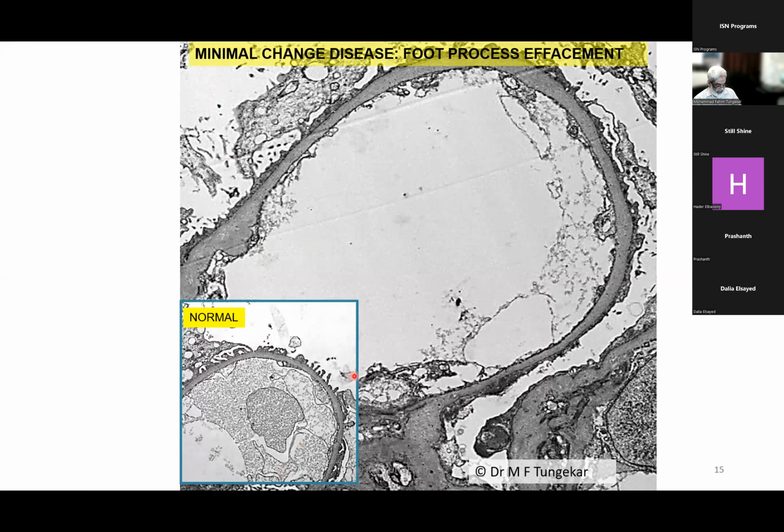Now there is a normal capillary loop for comparison. You see the neatly arranged podocyte foot processes there, whereas here there are no foot processes seen, completely effaced, merged with each other, and this foot process effacement is a very important feature of minimal change disease. So EM is essential because minimal change disease is normal on light microscopy. Of course, history helps, but unless you do EM, you cannot confirm that diagnosis.